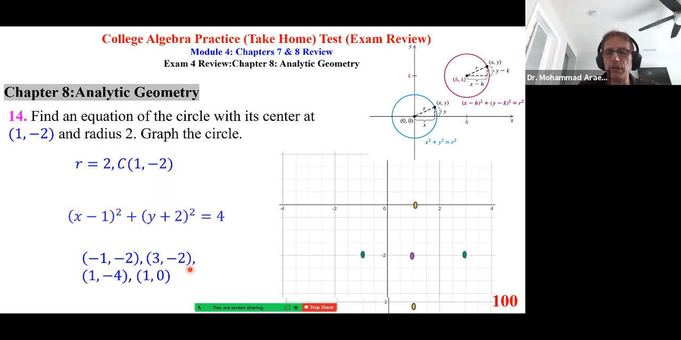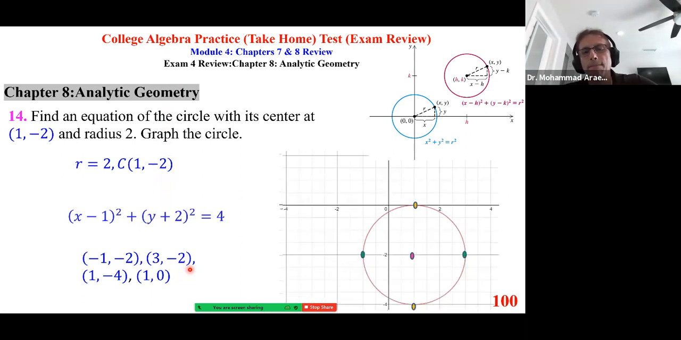Now you make up a decent circle. This is a rough sketch.